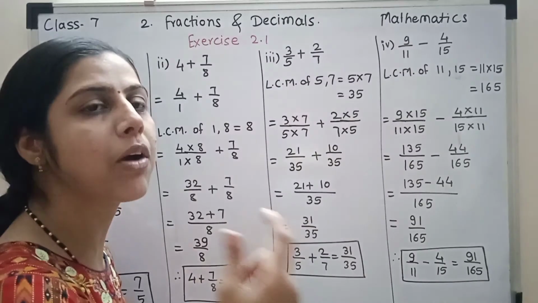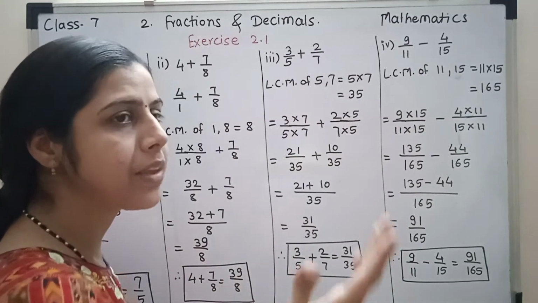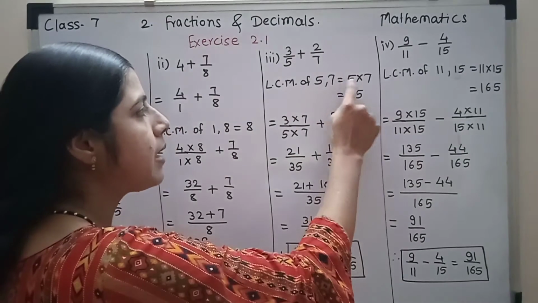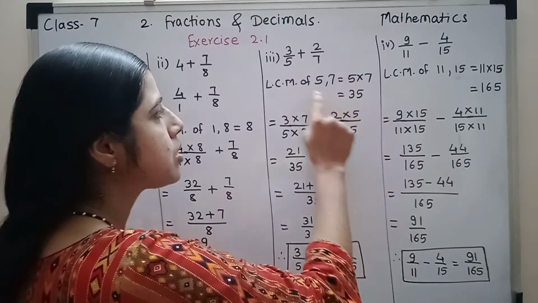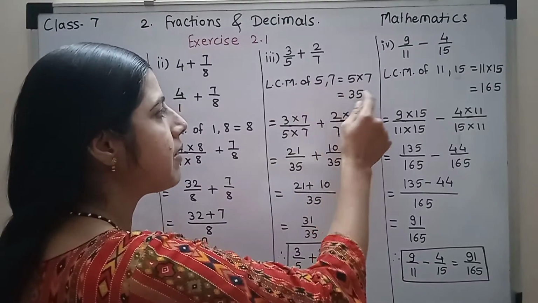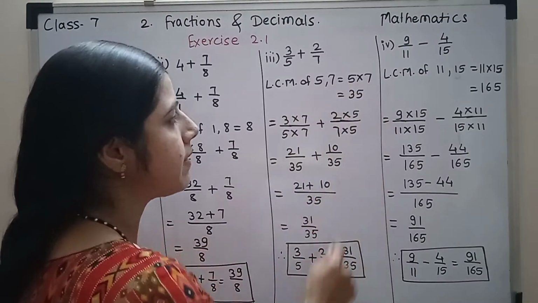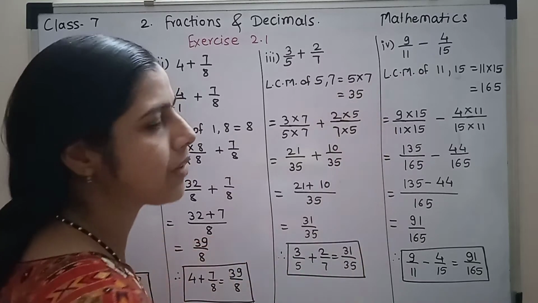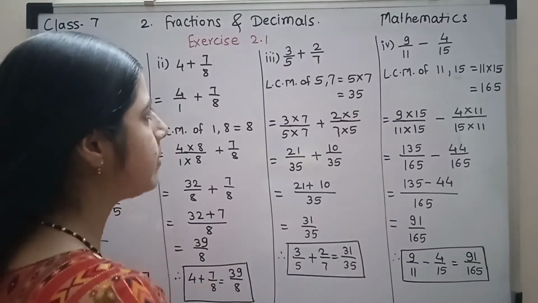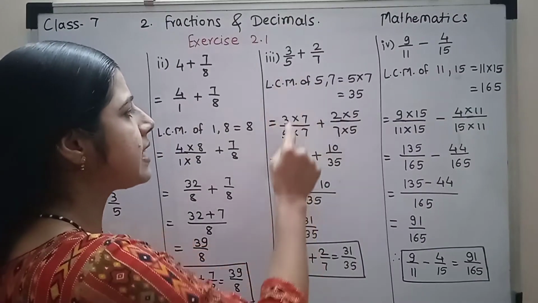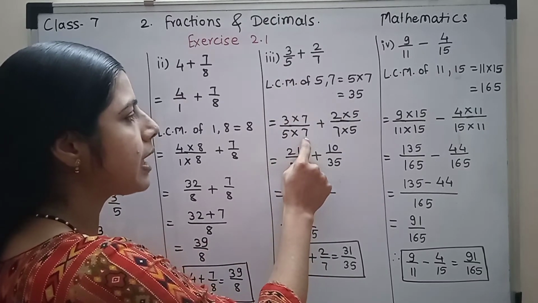While taking the LCM of any two numbers A and B, the easiest way is to multiply both the numbers. So LCM of 5 and 7 is equal to 5 into 7. 5 sevens are 35. So for the first fraction, we need to multiply the denominator by 7.